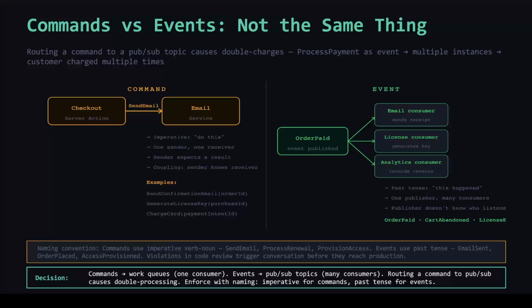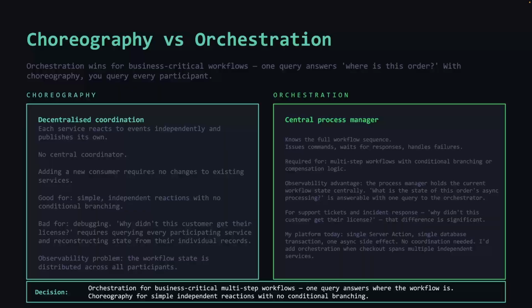The naming convention is a practical enforcement mechanism. Commands use imperative verb noun. Send email. Events use past tense, email sent. If you enforce this convention in code review, violations become visible immediately. A past tense message routed to a single consumer or an imperative message broadcast to multiple subscribers triggers a conversation before it reaches production. Choreography versus orchestration.